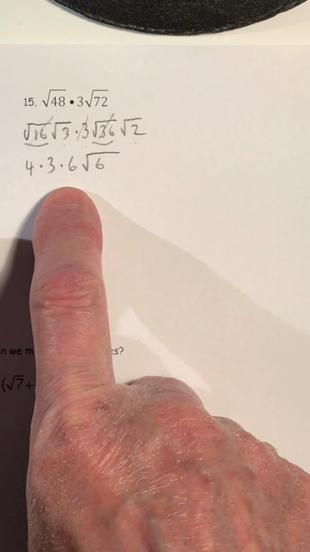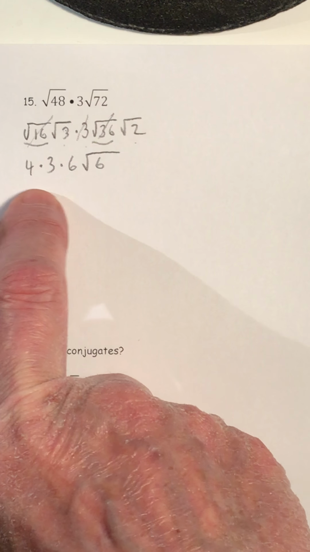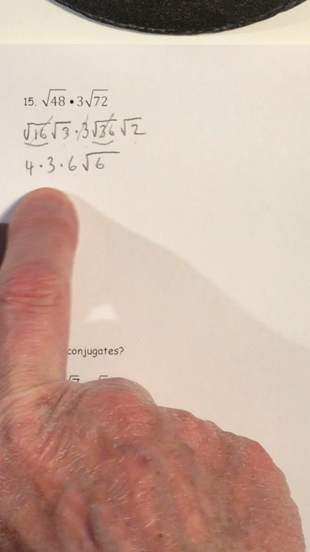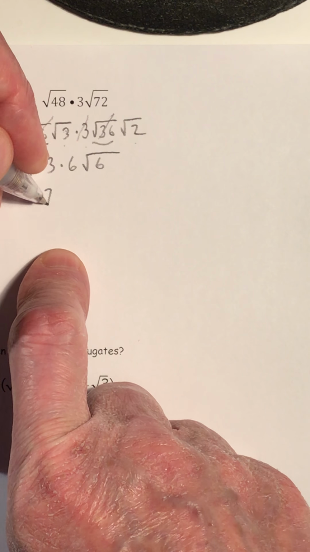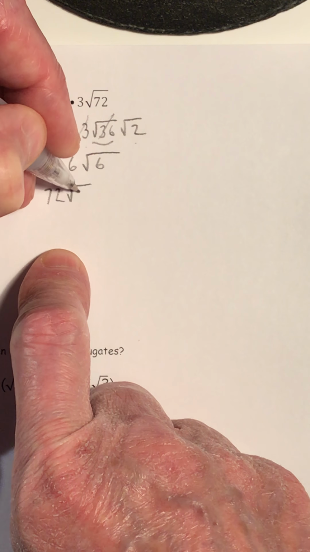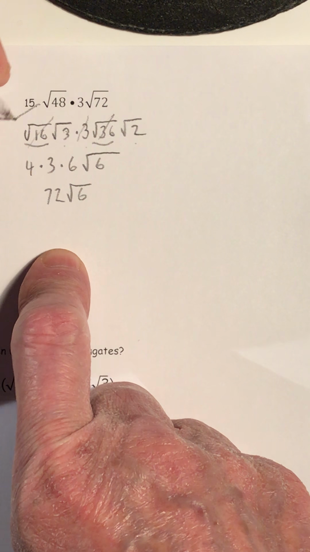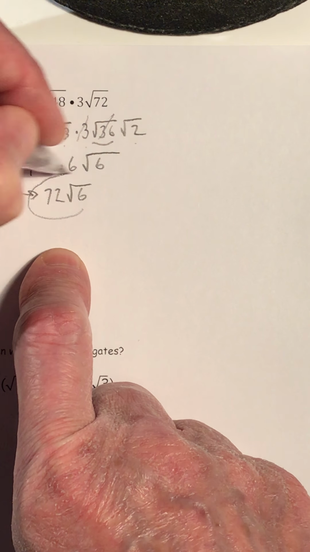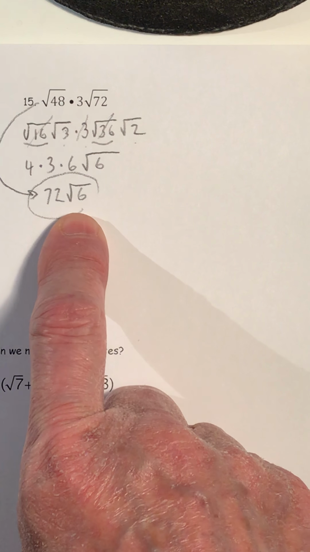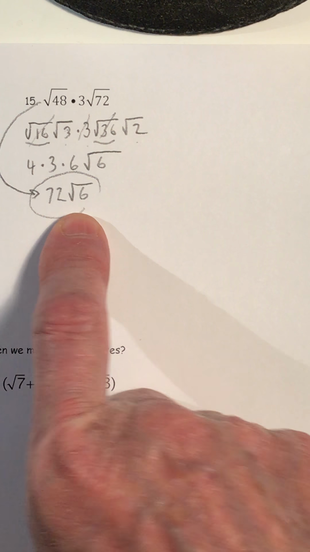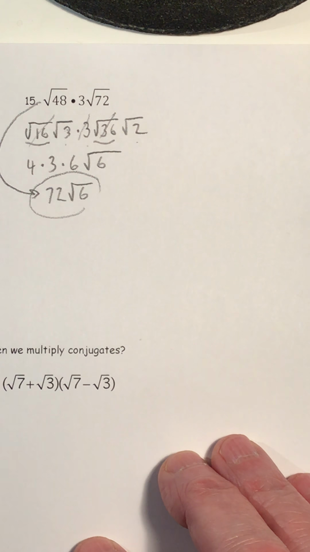And 4 times 3 times 6 can be multiplied out. 4 times 3 is 12. And 12 times 6 is 72. So this whole big expression is equivalent exactly to that. We've made the radicand as small as possible. So we're done. Okay.